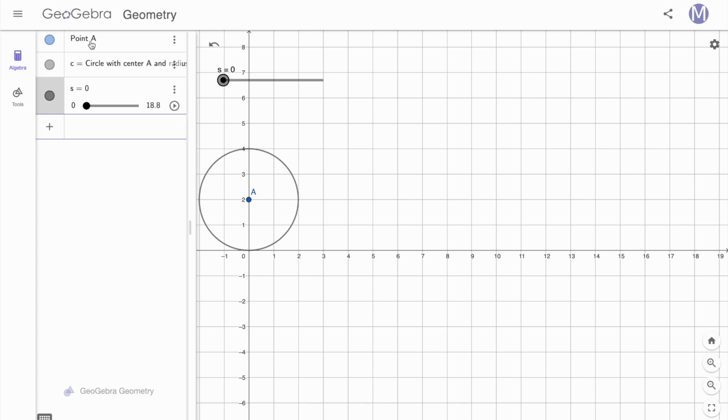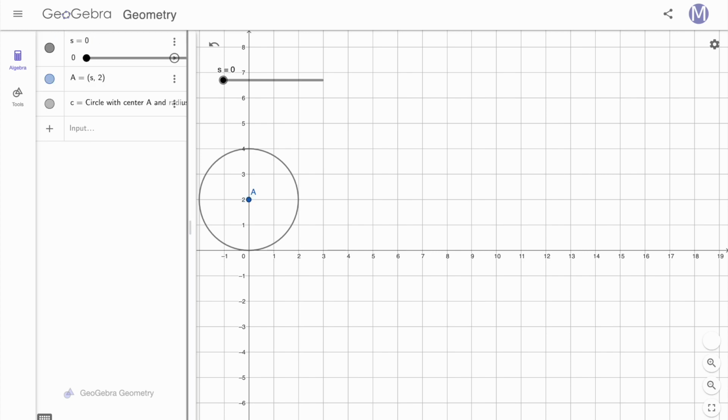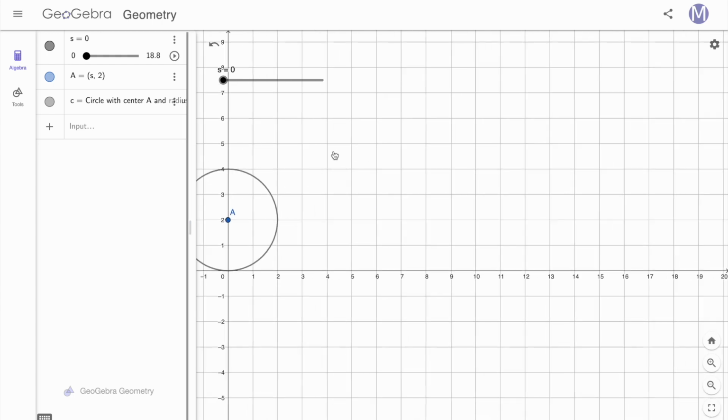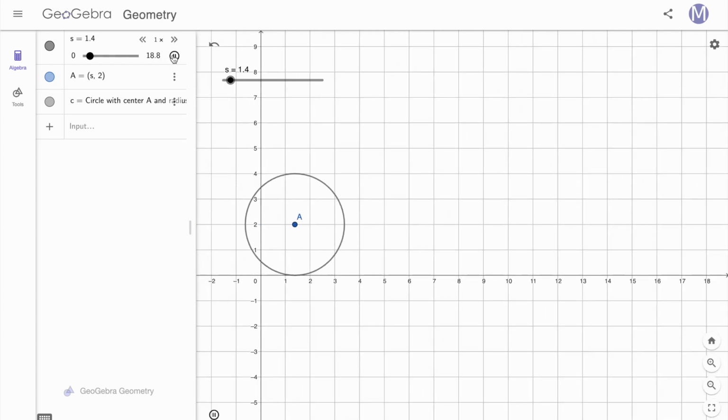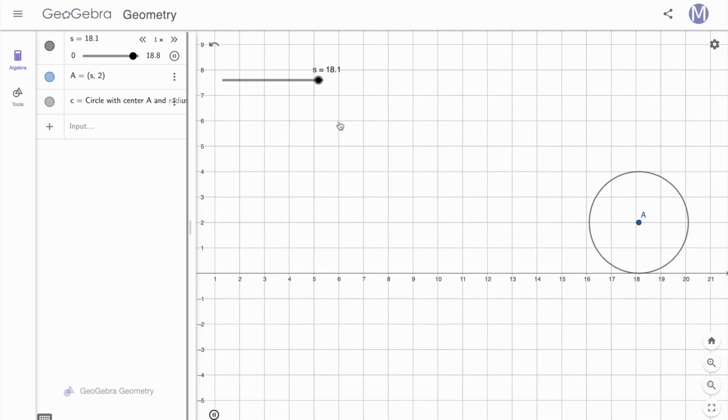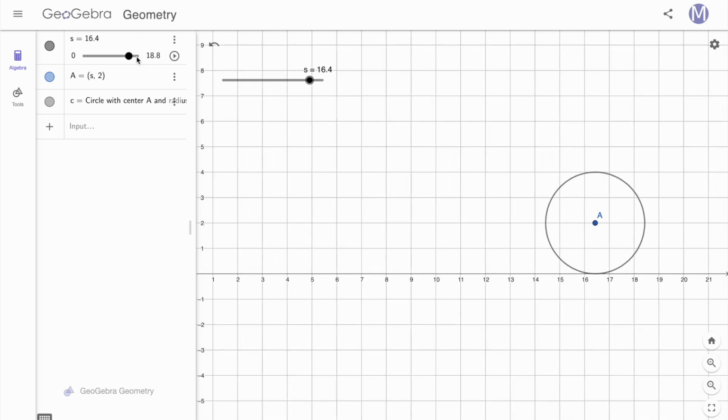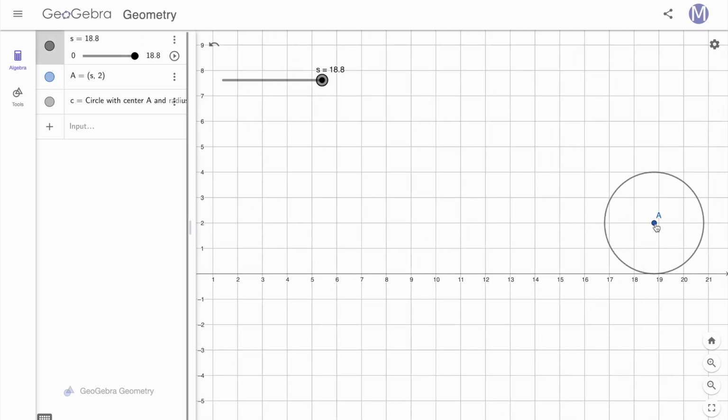Now I am going to redefine point A, and instead of 0 as my x-coordinate, I'm going to use slider S. Okay, so now if I push play, off my circle goes. It's moving by S, which we defined as theoretically being rotations, and we did 6 pi radians for 3 rotations. But you'll notice we only get to about 19 meters. But we're supposed to get to 12 pi meters.